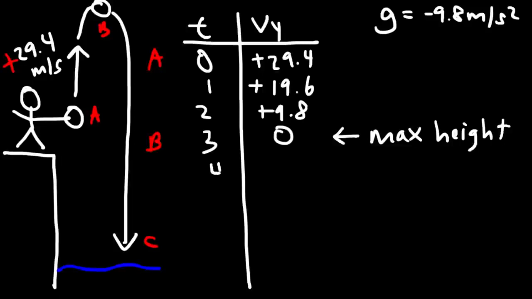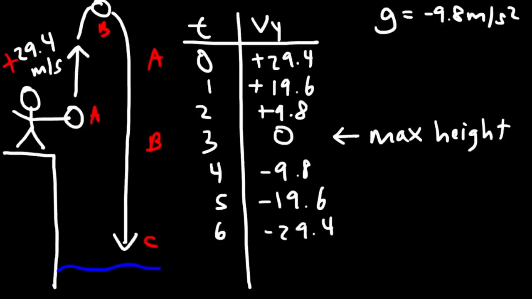4 seconds later, it's going to be negative 9.8. 5 seconds later, negative 19.6. 6 seconds later, negative 29.4, and so forth. And so once it gets to position B, once it passes that position, the velocity will be negative because it's now going in the downward direction or in the negative y direction.